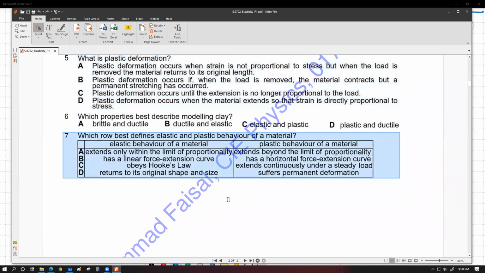Try question 7, see if you understand question 7. It will be D. It won't return, sir; if elastic, it returns to its original shape, and if plastic, it will change permanently. So elastic and plastic behavior is not defined by the linearity or proportionality behavior. It's defined by the physical achievability, whether the deformation is reversible or not.